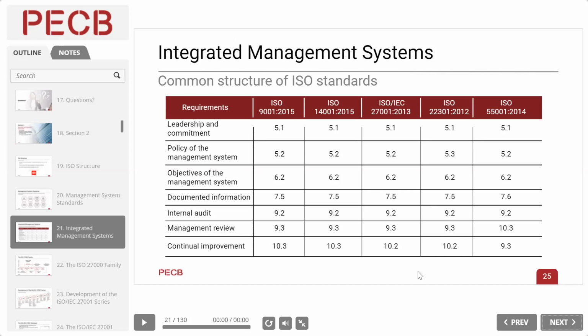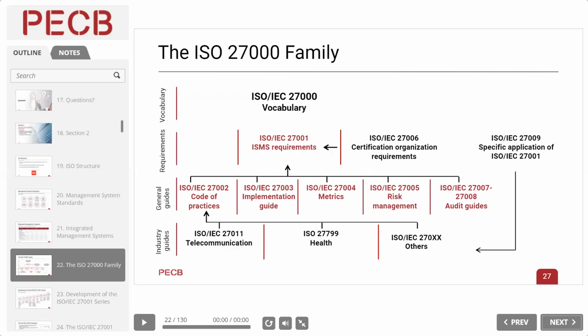Okay, so these are the common structures of all the ISO standards. And as I said, once you've implemented one, then it is easier to add more to it because the management system aspect has already been implemented. Okay, so it's just the specifics of the particular management system that you're implementing that you need to add. Okay. So this is the 27,000 family, the documents that are in the 27,000 family.